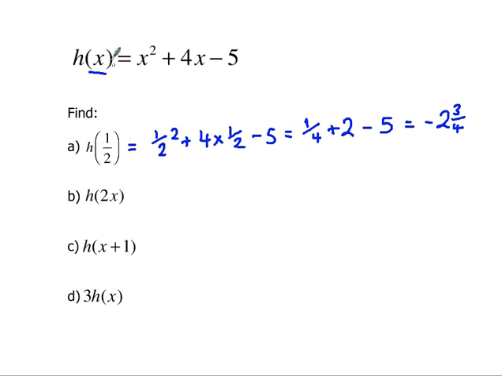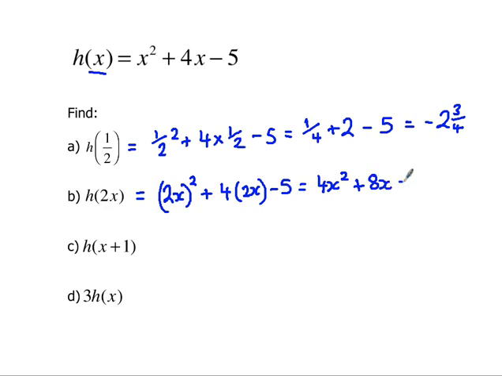With the next one, instead of putting in x, we're just going to substitute in 2x for the input. So instead of that x, we've got 2x, and we square that. Make sure you remember to do that, that's an important step. Plus 4 lots of 2x, and then the minus 5. So we'll tidy that up. 2x all squared is 4x squared, plus 4 lots of 2x is 8x minus 5.